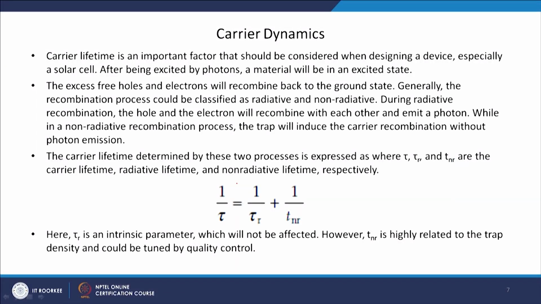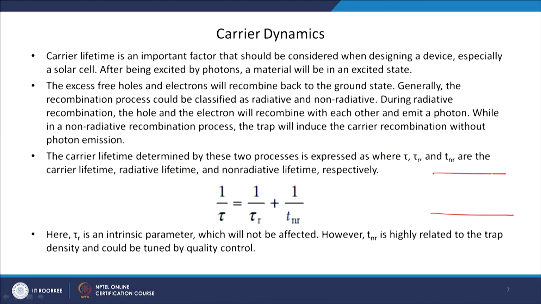Okay, the next important thing is the carrier dynamics. Carrier lifetime is an important factor that should be considered when designing a device, especially a solar cell. After being excited by photons, a material will be in an excited state. The excess free holes and electrons will recombine back to the ground state. Generally, the recombination process could be classified as radiative and non-radiative. During radiative recombination, the hole and electron will recombine with each other and emit a photon, while in a non-radiative recombination process, the trap will induce the carrier recombination without photon emission.